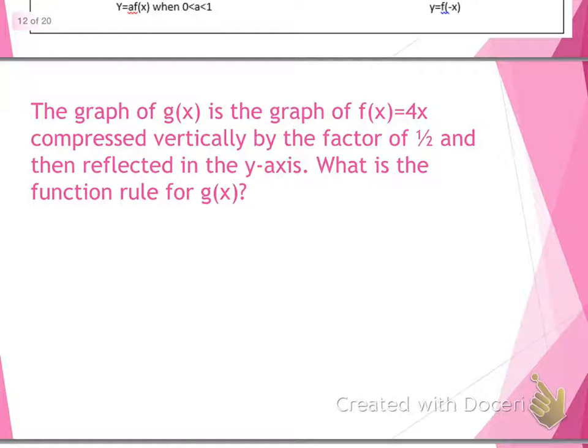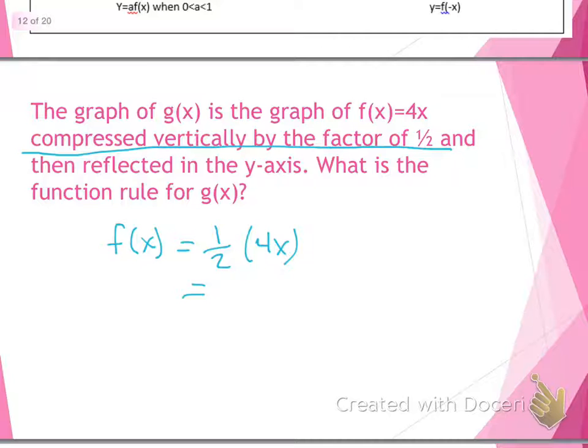The graph of g of x is the graph of f of x equals 4x, compressed vertically by the factor of 1/2, and then reflected in the y-axis. What is the function rule for g of x? Okay, so my first step here is vertically by the factor of 1/2, so it's going to be compressed. So I need to multiply times that 1/2, because vertically compressing, you're multiplying that half in there. So 1/2 times 4, we now have 2x.